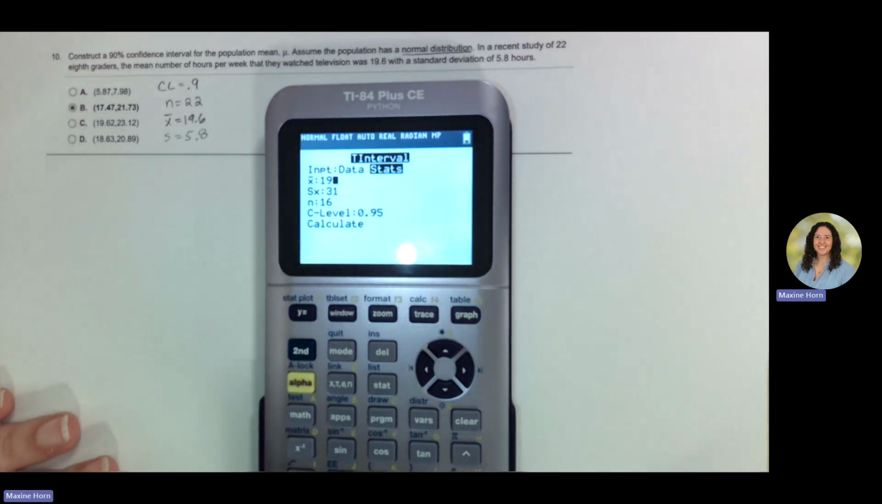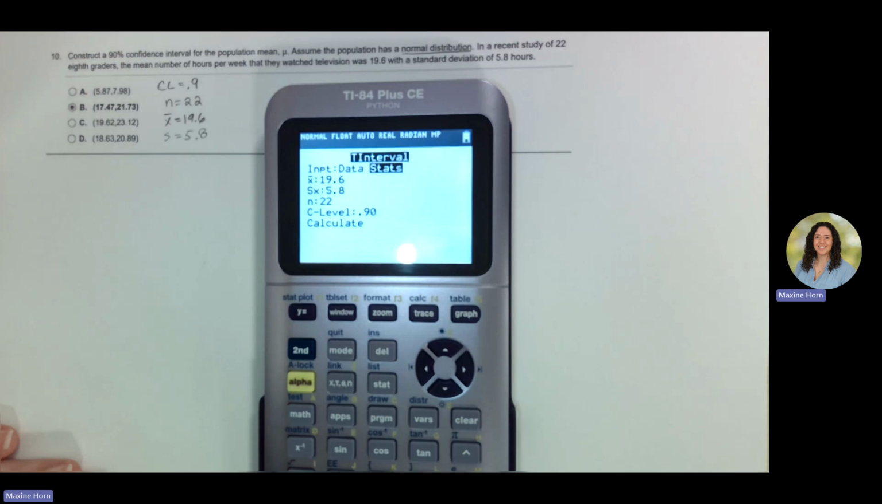Sample mean is 19.6, sample standard deviation is 5.8, n, sample size is 22, confidence level is 0.9 or 0.90, but if you put 0.90, it's just going to change it to 0.9, same thing, and calculate. And they've rounded to 2 decimal places in the answer, so that's what we would do as well.